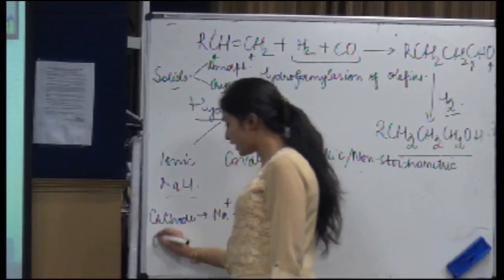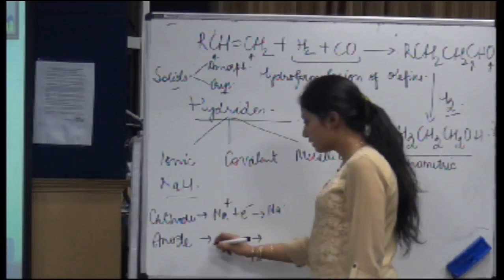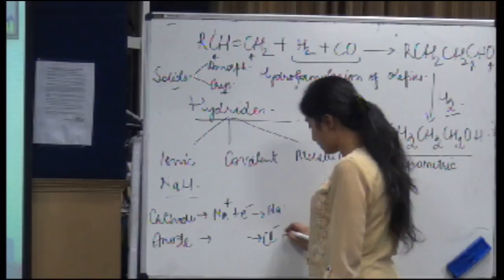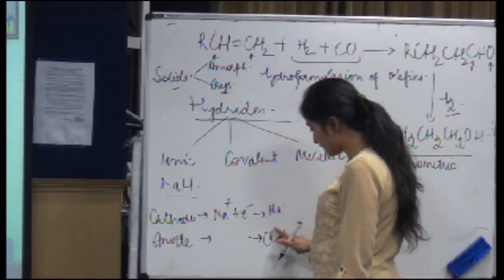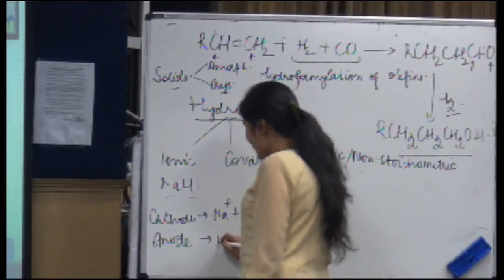And just now I told you what is going to happen at the anode. Oxidation. Oxidation means loss of electrons. That means you will have Cl minus giving Cl plus electron. Now you have H.